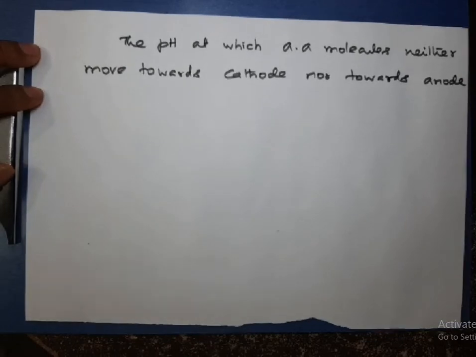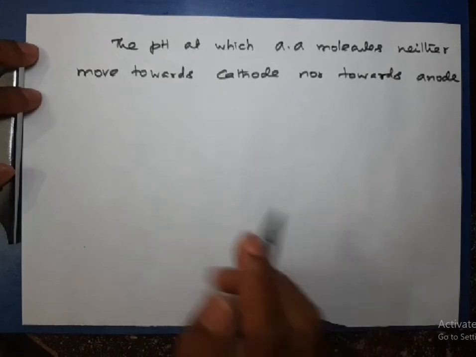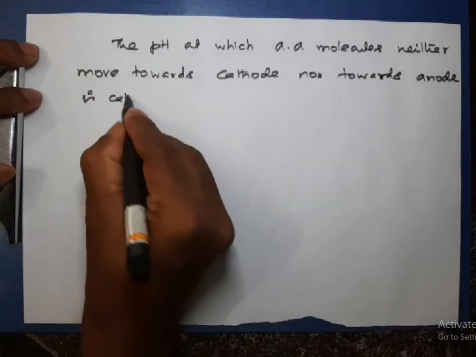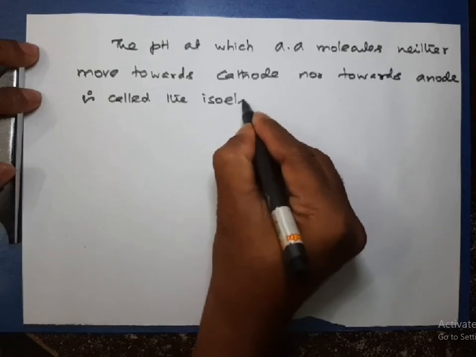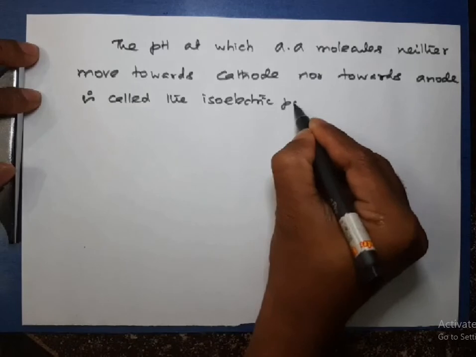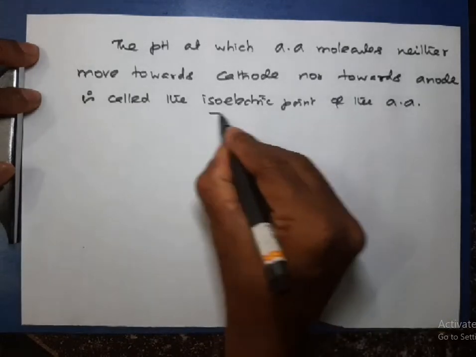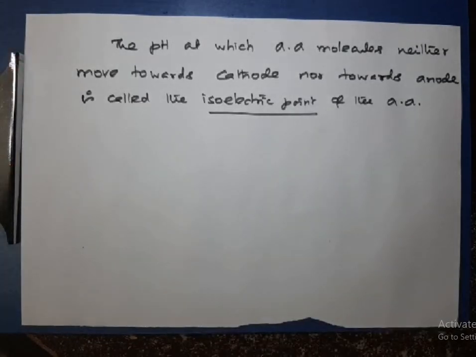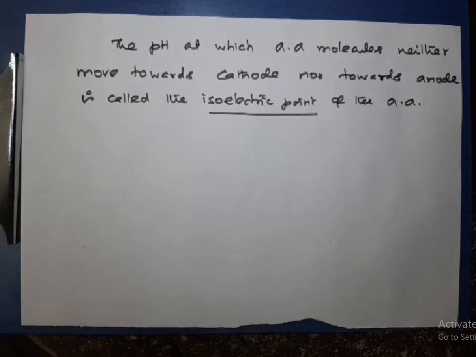The pH at which amino acid molecules neither move towards cathode nor towards anode is called the isoelectric point of the amino acid. Okay. Now, what is the meaning of that? Let me write here. And how to find the isoelectric point.